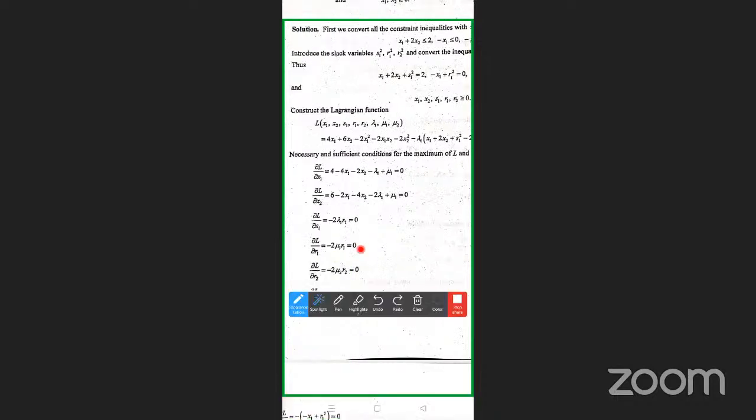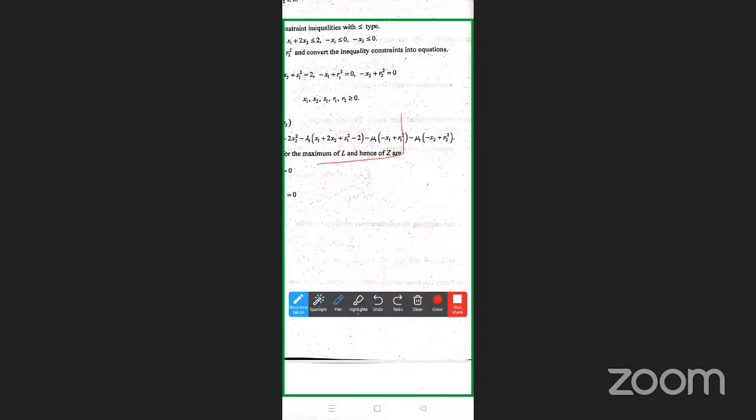So next, differentiation with respect to x1 equals 0 gives r1. So total minus 2 mu1 r1 is equal to 0. Differentiation with respect to r1, that is 2 mu1 r1 is equal to 0. Similarly for r2 also. Remaining all are zeros up to here, so here only r1 is there.